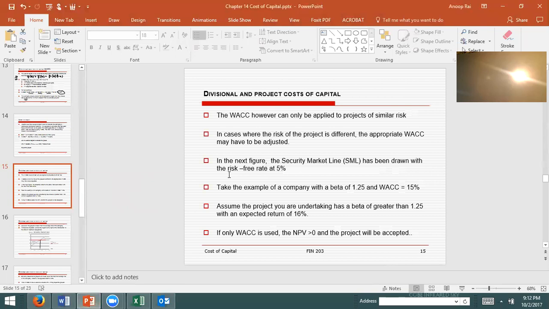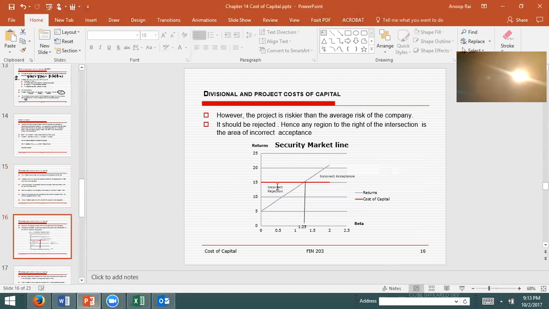Let's assume the risk-free rate is 5%. And then we have a company or a project. We can even think of it as a project. The example could be a beta of 1 with a weighted average cost of capital of 15%. Now, suppose we take a project that has a beta of greater than 1.25 with an expected rate of 16. What happens then? So the best thing is to look at this, right? Let's say 1.25 is the average risk of this company. And based on that, we managed to get a weighted average cost of capital of 15.